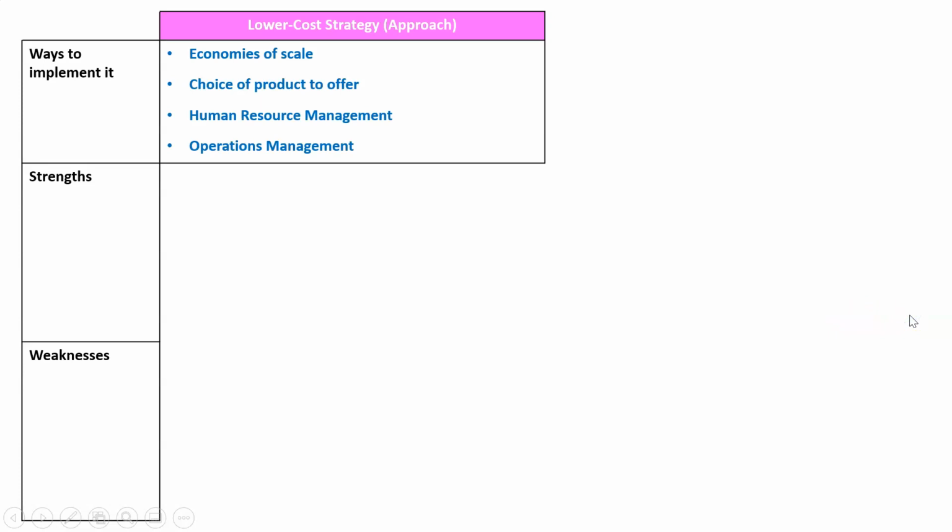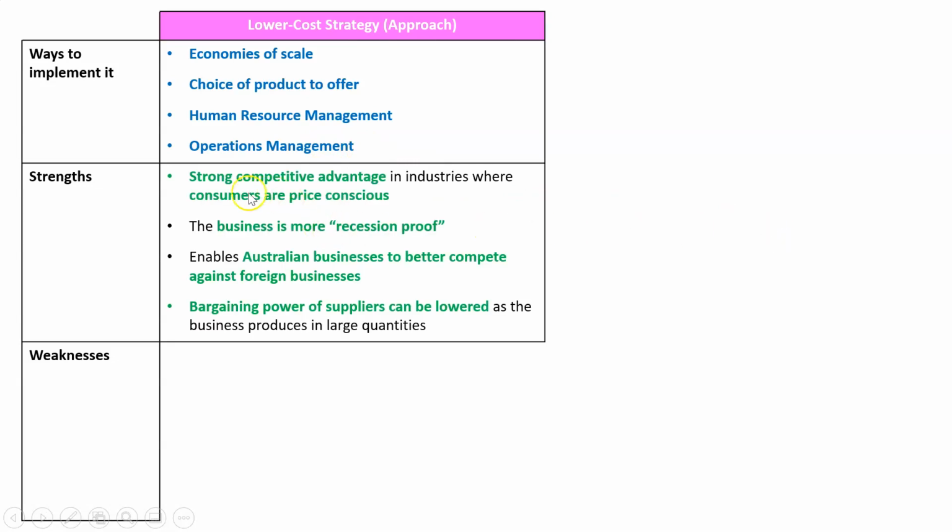So with lower cost, how to implement it? We said economies of scale, no frill products, use your human resources to lower costs, implement your technologies, your waste management, your just-in-time, etc. to lower costs. Strengths, competitive advantage when consumers are price conscious, like with, say, supermarkets. More recession-proof. You can compete against foreign businesses, which are cheaper, and you've got a lot more bargaining power of suppliers because you buy a lot more.